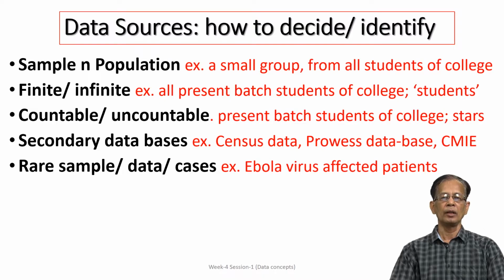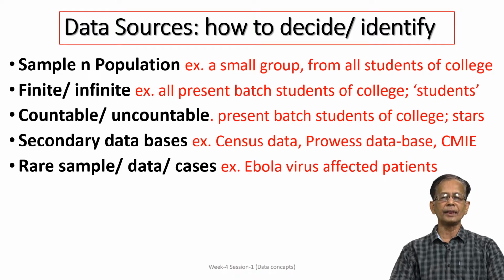And sometimes you may be handling some very rare, scarce cases, rare samples. Say, for example, a lesser known disease called Ebola. The Ebola virus affected patients you may not get plentifully. So, how to get them? That could be a very challenging thing for the researcher.